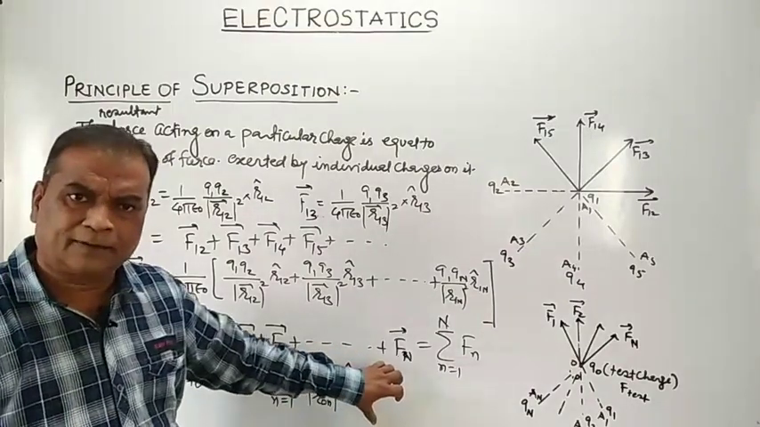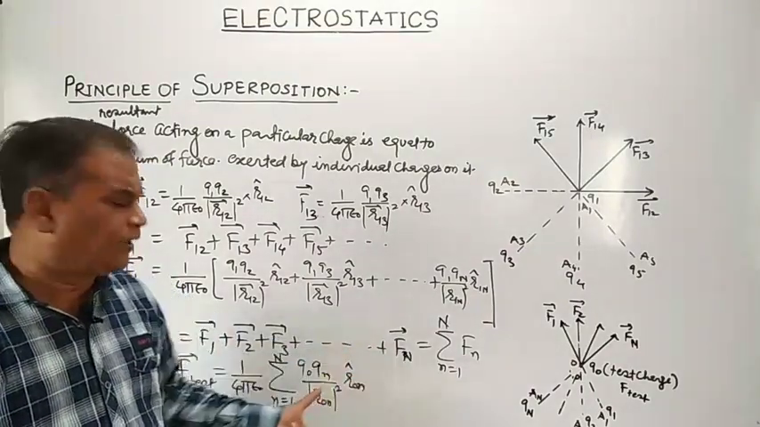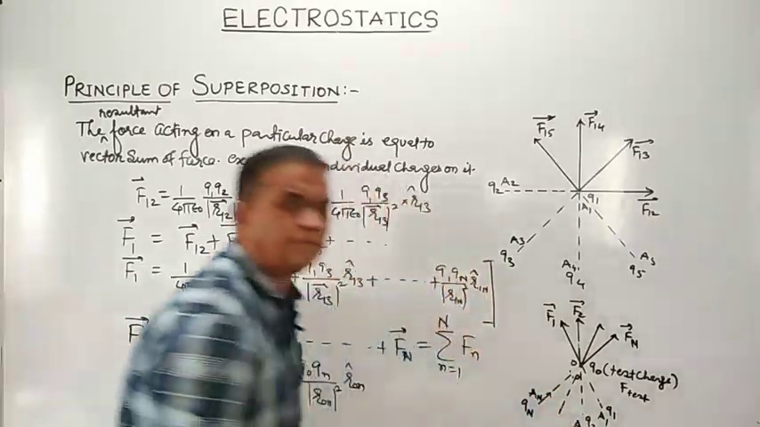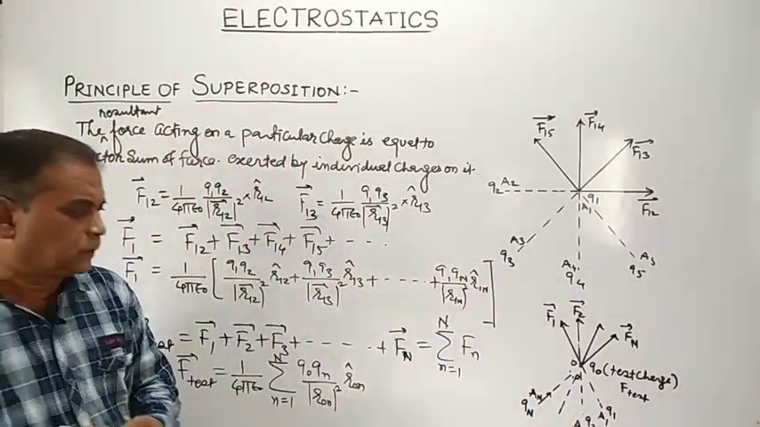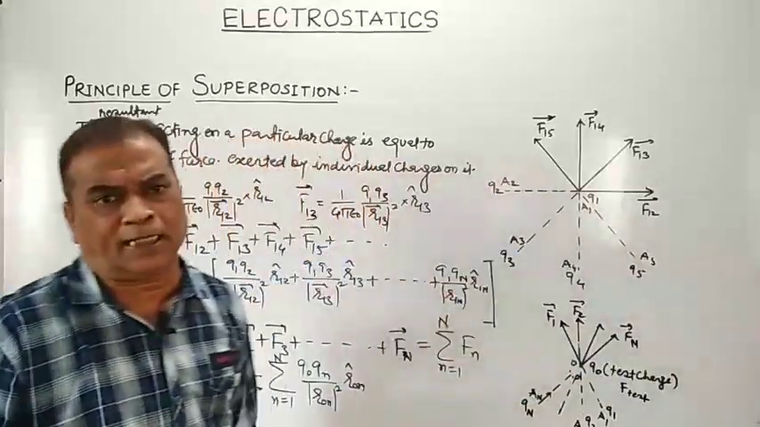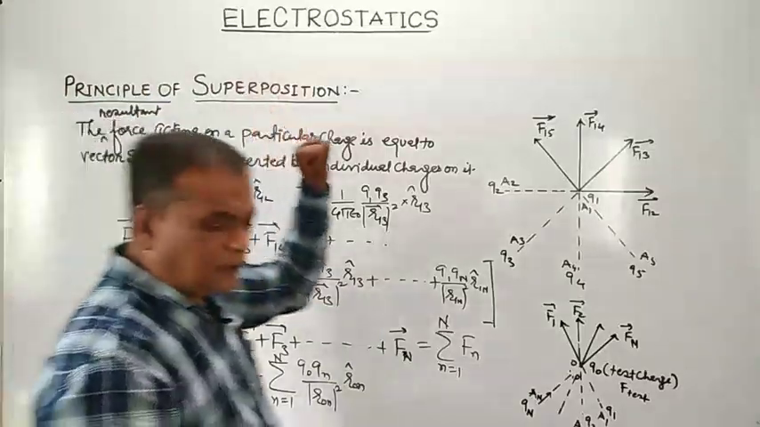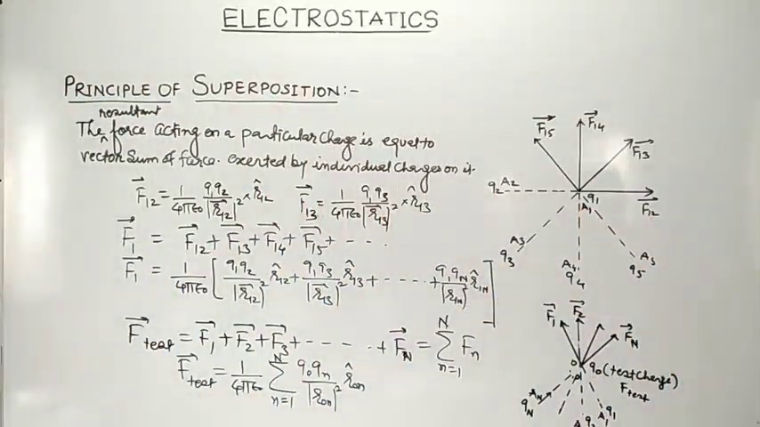What is this R0n cap? It is a unit vector directed from the nth charge to the test positive charge. So this is all about the principle of superposition. Now in the next period we will see the remaining bits.